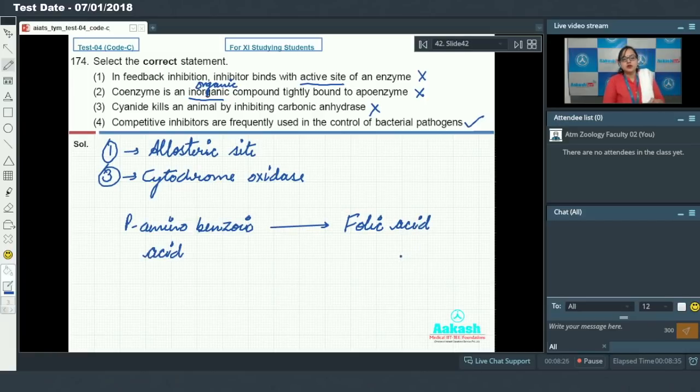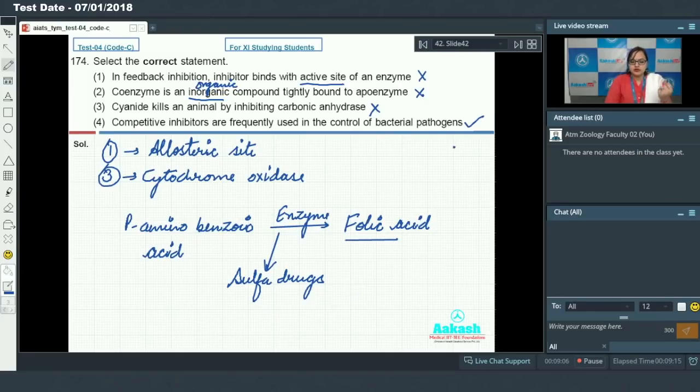And most of the drugs which are used to control these bacterial pathogens usually act on the enzyme which is involved in this conversion of para-amino benzoic acid into folic acid. Usually most of the sulfa drugs which are used to control bacterial pathogens are competitive inhibitors of the enzymes, and they compete with para-amino benzoic acid for binding with the active site of the enzyme. As a result, bacteria will not be able to form folic acid and their growth is controlled. So statement 4 is correct here and is also the answer for our question.